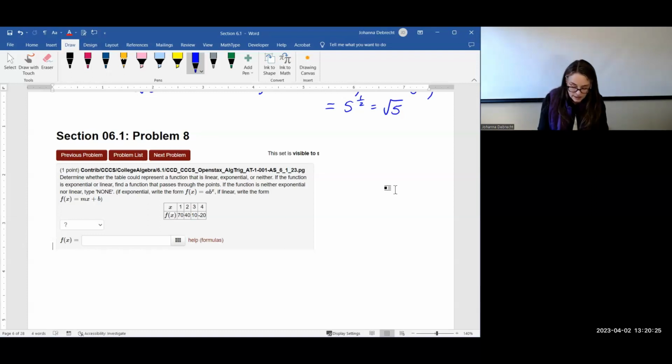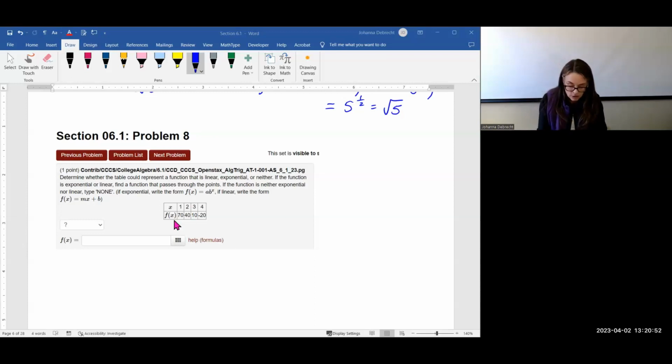So when we're looking at this one right here, the first thing I always look for is linear because it's the easiest. So my first y value is 70. Notice x is increasing from 1 to 2, so a change of 1. We need a change of 1. And then y goes from 70 to 40. So if I'm looking at linear, I'm looking to add or subtract the same value each time.